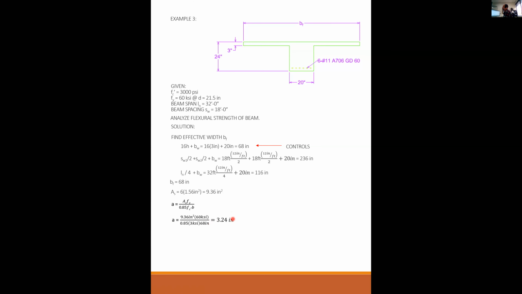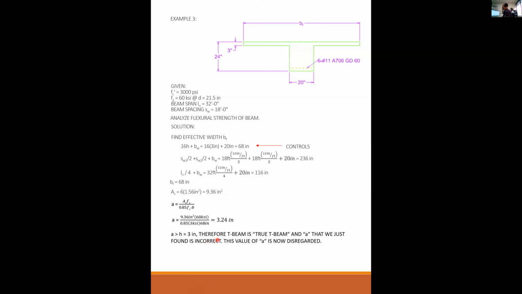This A does not exist. It is not real because it's greater than the thickness of the flange, but it was based on the full width of the flange right there, 68. So this is assuming concrete that doesn't exist. So you cannot use this number ever again. That number is only there to tell you that the rectangular assumption for this beam is invalid. And that's it. So A is greater than H, equal to 3 inches.